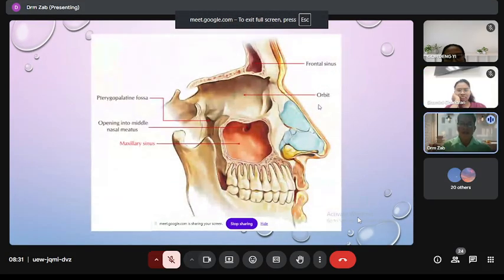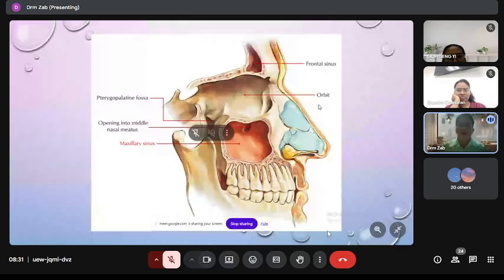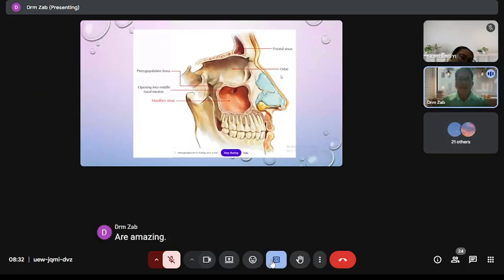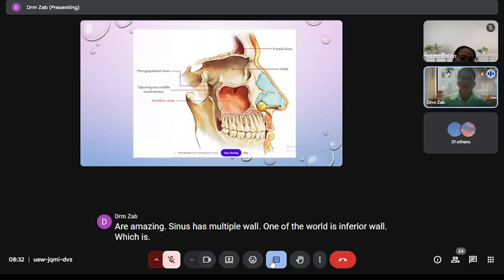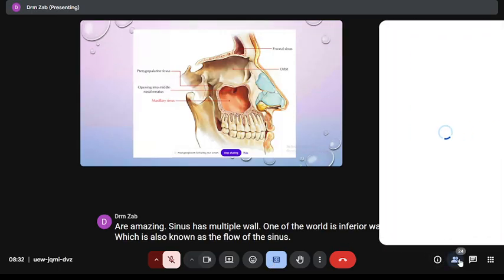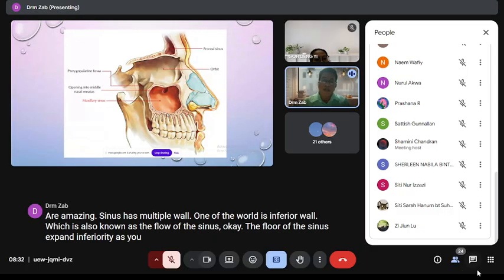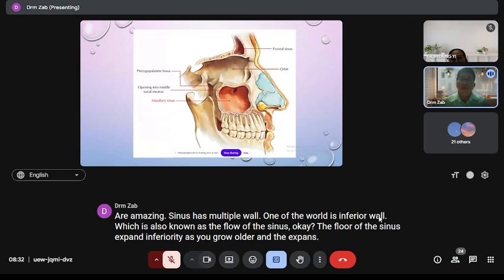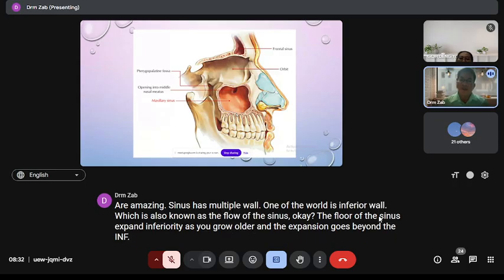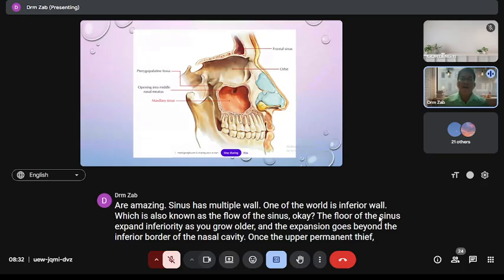Okay, if you still remember from your last lecture, when we talked about the maxillary sinus, I mentioned the maxillary sinus has multiple walls. One of the walls is the inferior wall, which is also known as the floor of the sinus. The floor of the sinus expands inferiorly as you grow older, and the expansion goes beyond the inferior border of the nasal cavity once the upper permanent teeth are fully erupted.